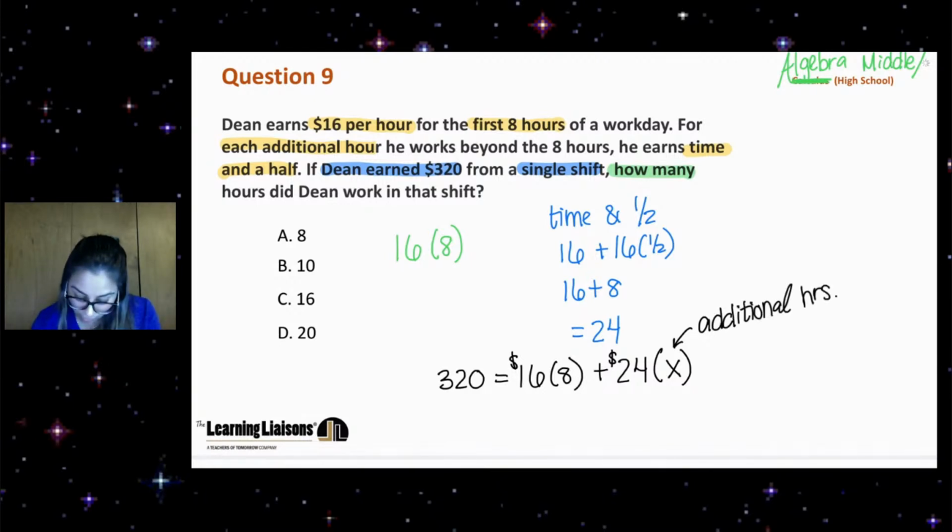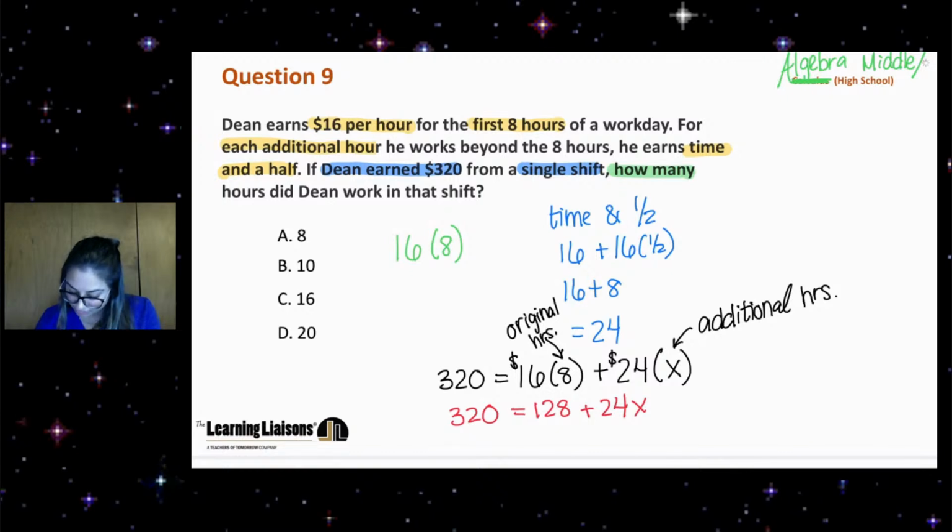Remember, and this is the original hours. Now we've got to do some math. 16 times 8 is 128, plus 24x is equal to 320. Right, we're going to subtract 128 on both sides.